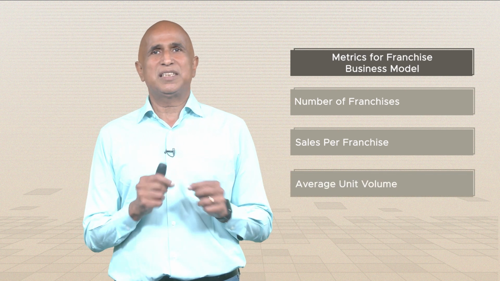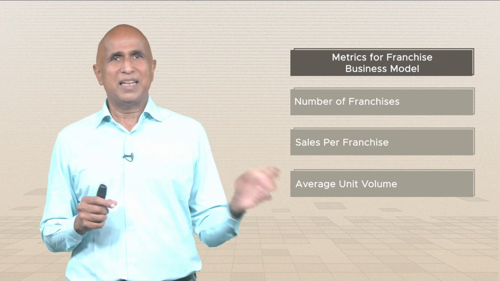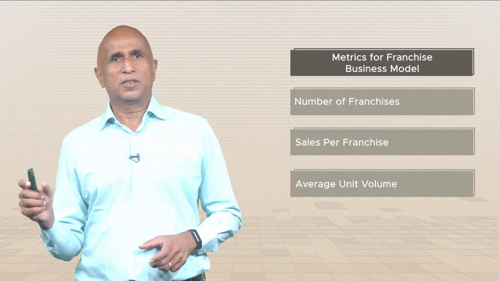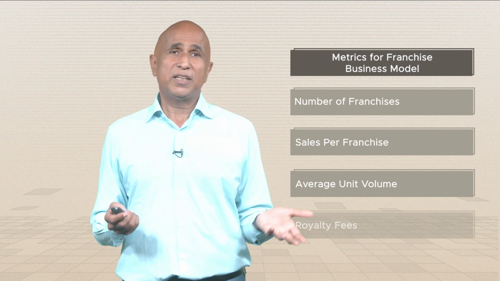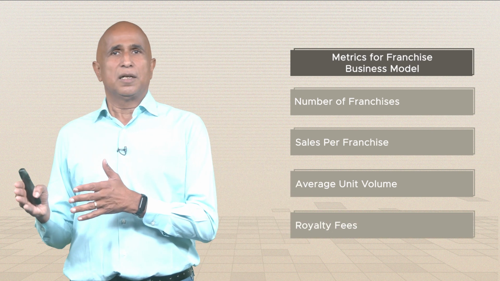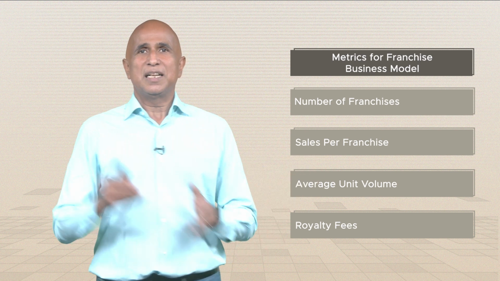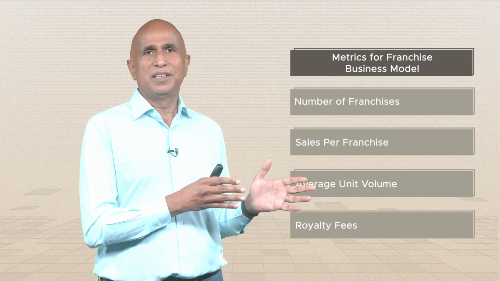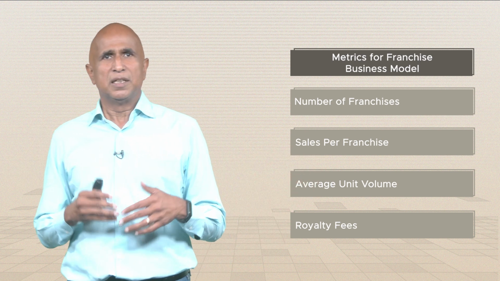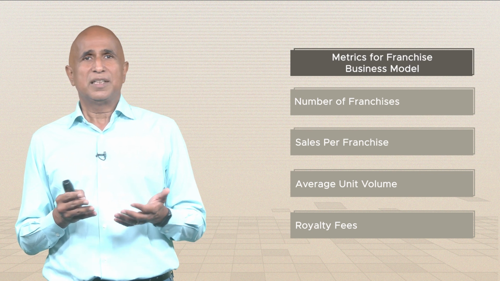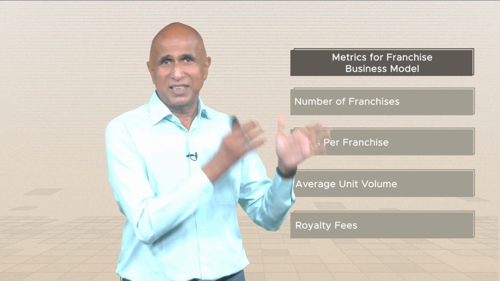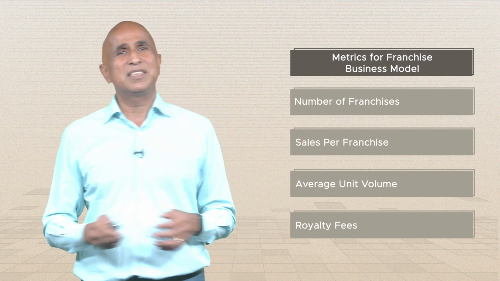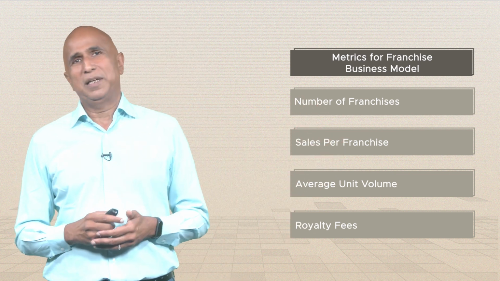Third metric is average unit volume, the average sales volume per franchise. The higher the average unit volume, the more successful the operation, and very strong customer demand is indicated. Royalty fees. The franchisees pay to the company or the franchisor a certain percentage as a royalty fee. Typically it's a percentage. So the higher the royalty fee, the better it is for the company, because the primary source of income for the franchisor or the company is the royalty fees that the franchisee pays.